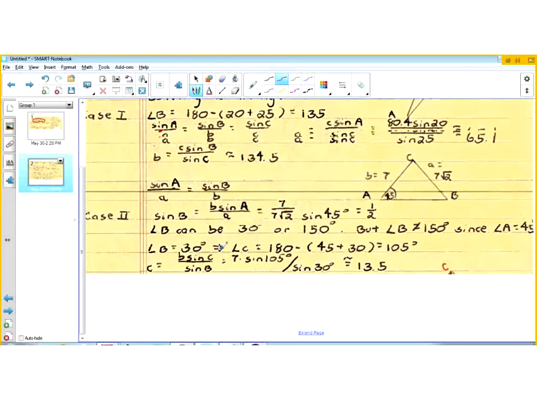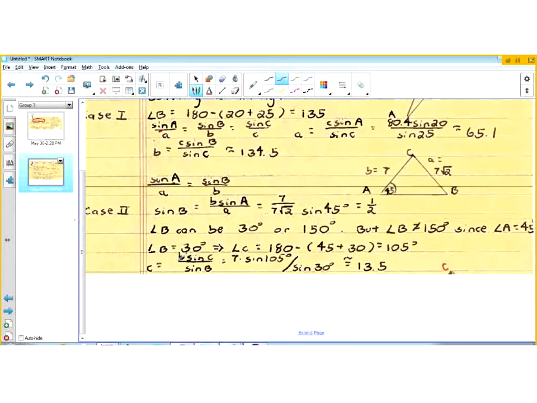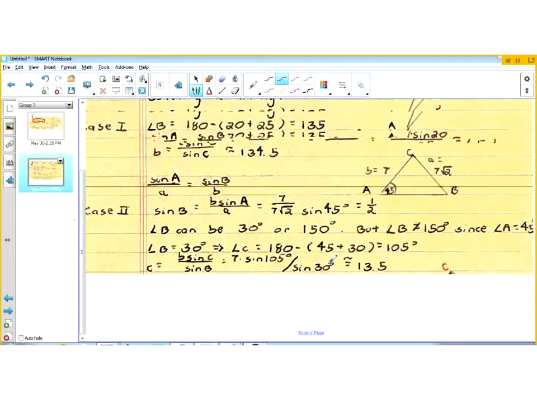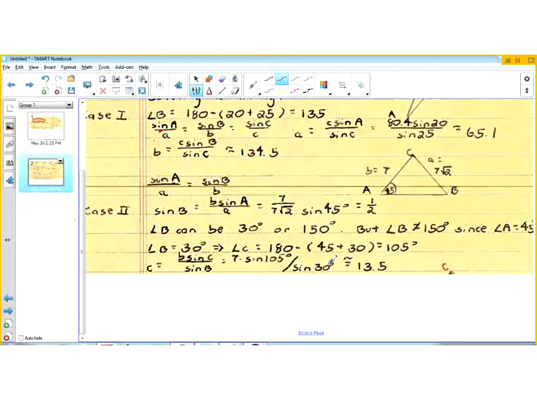which is 105 degrees. Now we can compute the length of side C, the remaining unknown for this triangle, by letting B equal 7 and taking the sine of angle C, which is 105 degrees, divided by the sine of 30, and so C is 13.5. So we've solved the triangle. You have to watch out for those kinds of details. This is basically an example of a constraint.